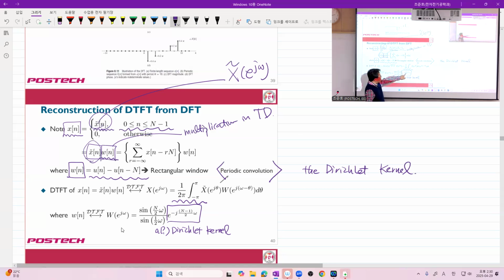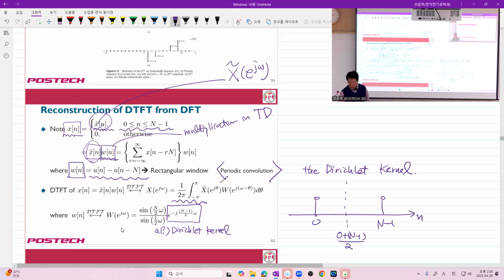By the way, why do we have this number? Actually, we have from 0 to n minus 1. What is the center? The center actually is not an integer. However, it's the summation of two endpoints divided by 2. That is this one. Ready? So exactly e to the negative j omega delay appears here. Ready?